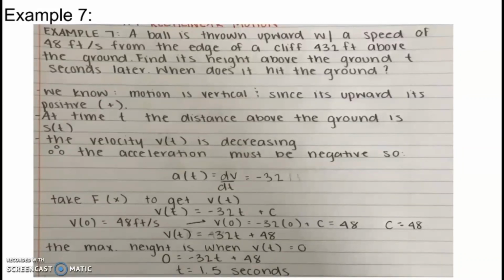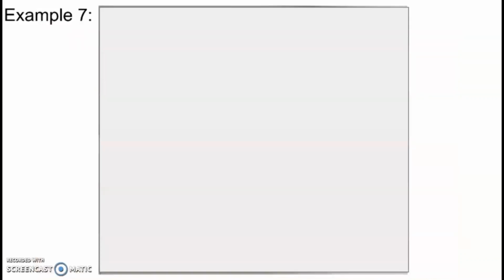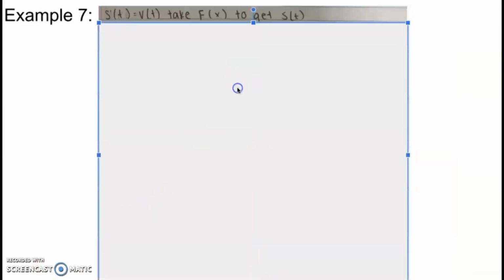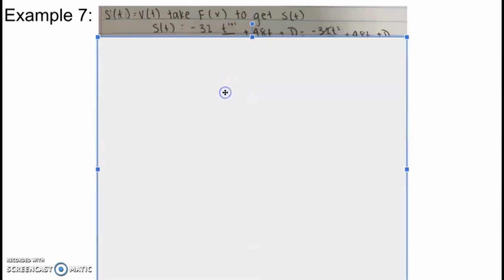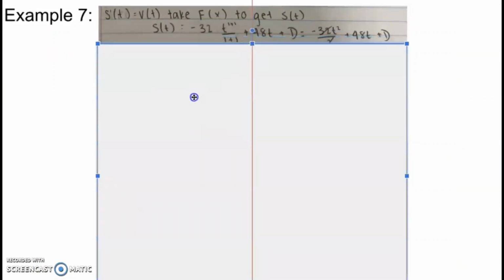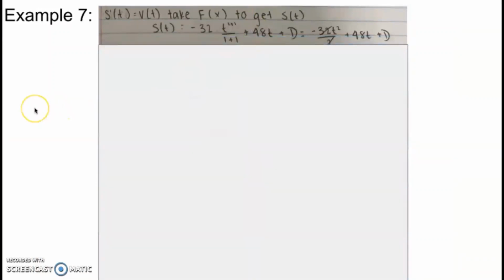Moving on to the second part. Write this down: since s prime of t equals v of t, we're going to take the antiderivative again to get s of t. So when we do that, using the same method we have been, we get negative 32 times t to the 1 plus 1 over 1 plus 1, plus 48t plus d, equals negative 32 t squared over 2 plus 48t plus d.